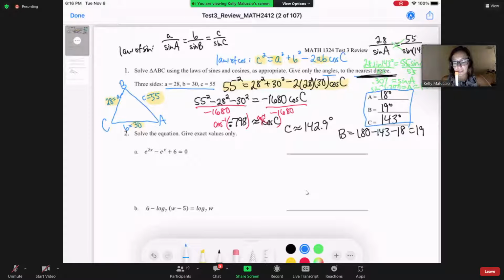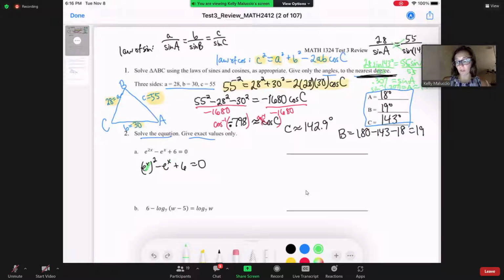Okay. So number 2 is saying solve the equation, give exact values only. In this case, I'm going to rewrite this first one. When I see e to the 2x, I think of this as e to the x squared minus e to the x plus 6 equals 0, right? Because it really is the same as if I had x here and x here, like x squared minus x plus 6. That's how you can think of it.